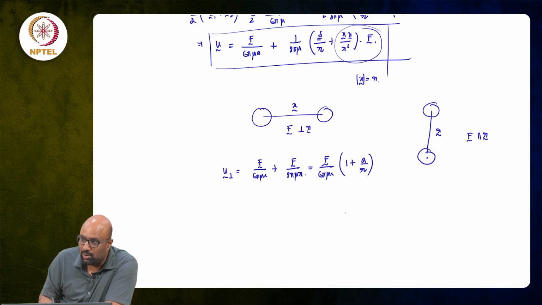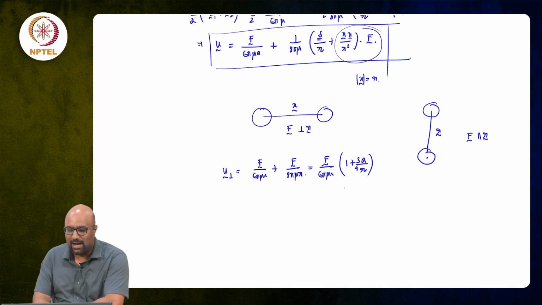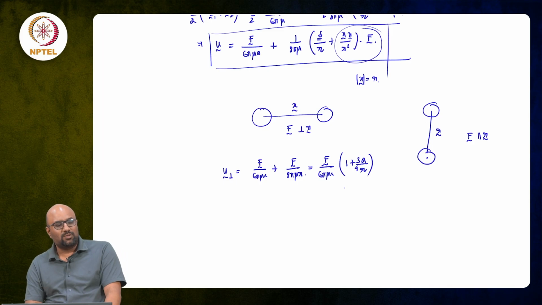So what do you conclude here? As it gets closer, what happens? That is 8, thank you. So that is going to be 3 by 4. So what do you conclude? As it gets closer, as R gets smaller and smaller, it is going to settle faster. It is basically falling faster.